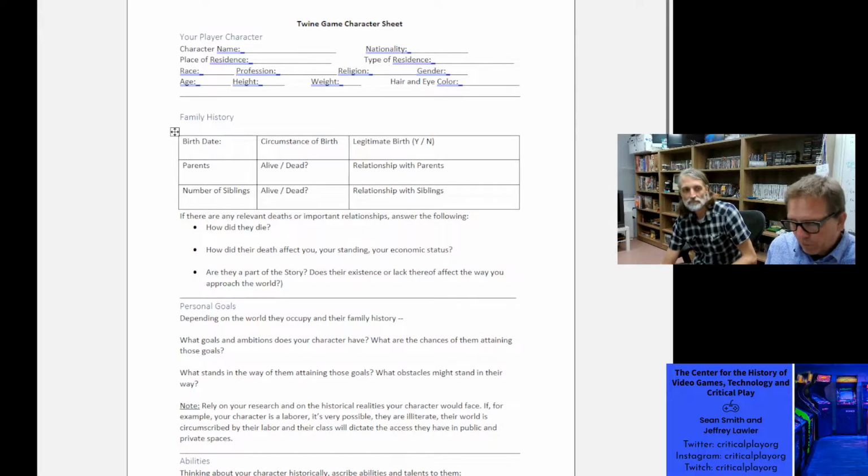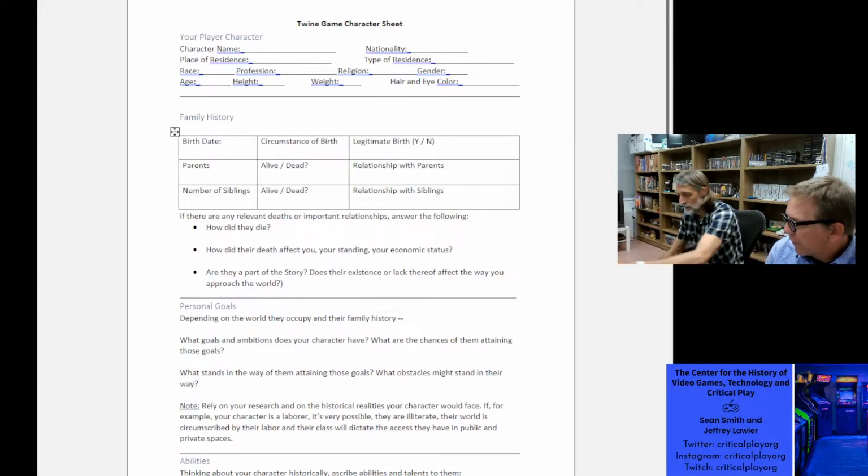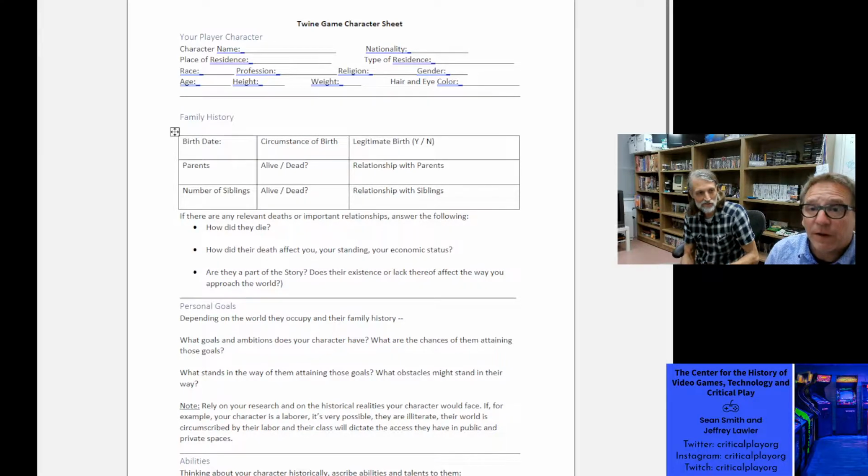So here, what we're trying to do is really get them to focus on the time period and to think about what the world really would look like, and how their characters would work within this space. So Jeff has the Lincoln game that was born out of a discussion at DHSI. It was several years ago, probably like 5 or 6 years ago, maybe.